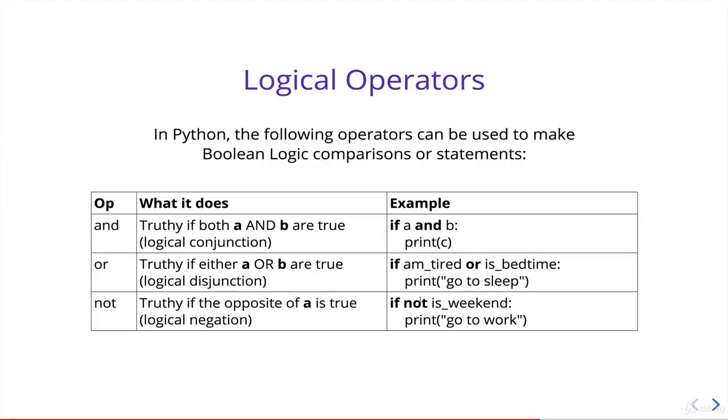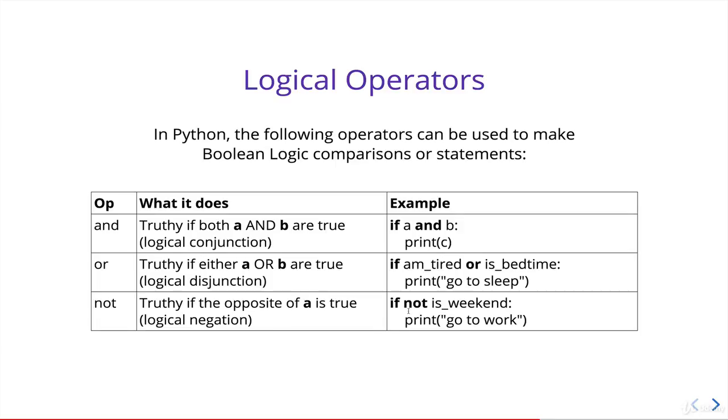Okie dokie. So next up, we have our last logical operator, which is called not. It's also known as logical negation, and it's pretty simple compared to and or, because all that it does, it only works with one piece of logic at a time, and it will be truthy if the opposite of A is true, which, hearing myself say that, sounds really confusing.